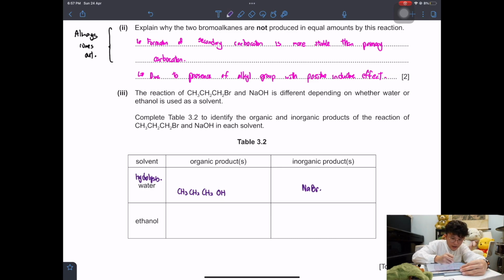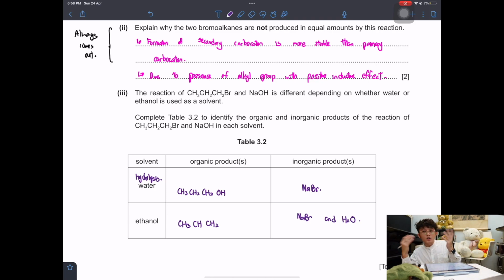So I know the entire thing will turn into CH3CH=CH2, because there's a double bond here, right? So we get propene instead. Your Br is removed, forms NaBr, and your H is removed, joins here to form H2O, right? So I get NaBr and H2O. Any questions? So far so good.